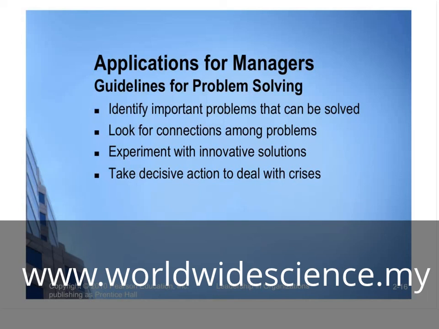Identify important problems that can be solved. So, as a manager, you always need to identify the important problems that need to be solved or can be solved. Look for connections among problems. A lot of times, problems are connected to each other. One problem leads to another, and the other one leads to another. So the main cause could be something really minor. So if you remove that, all these problems will be gone.